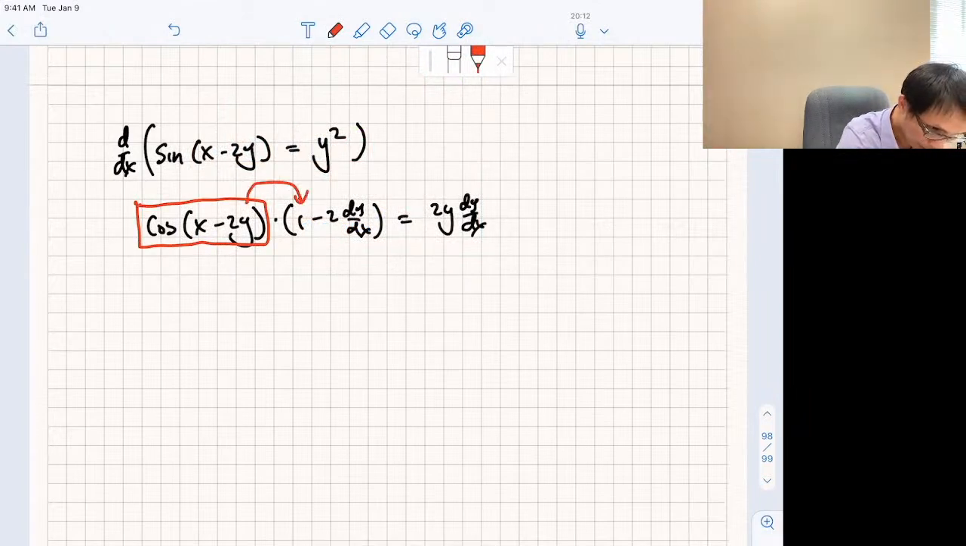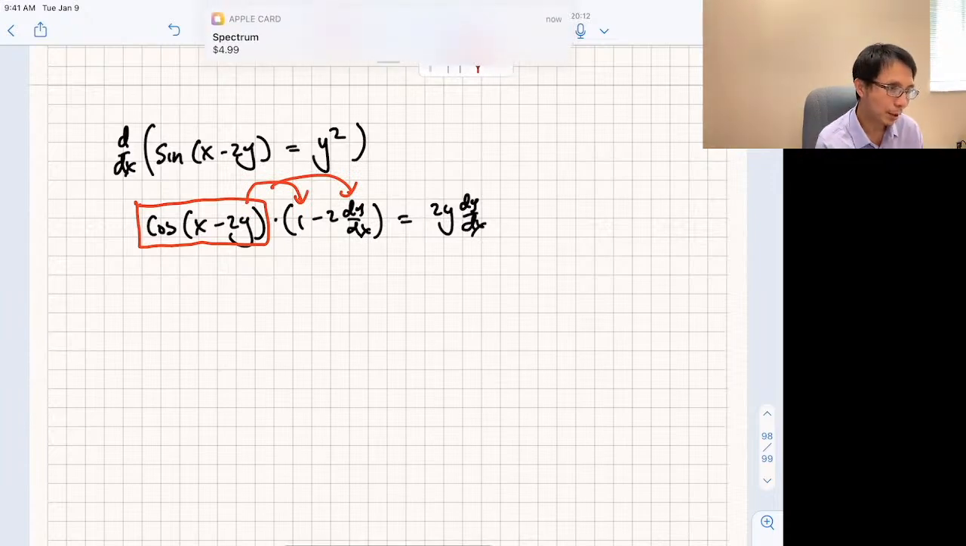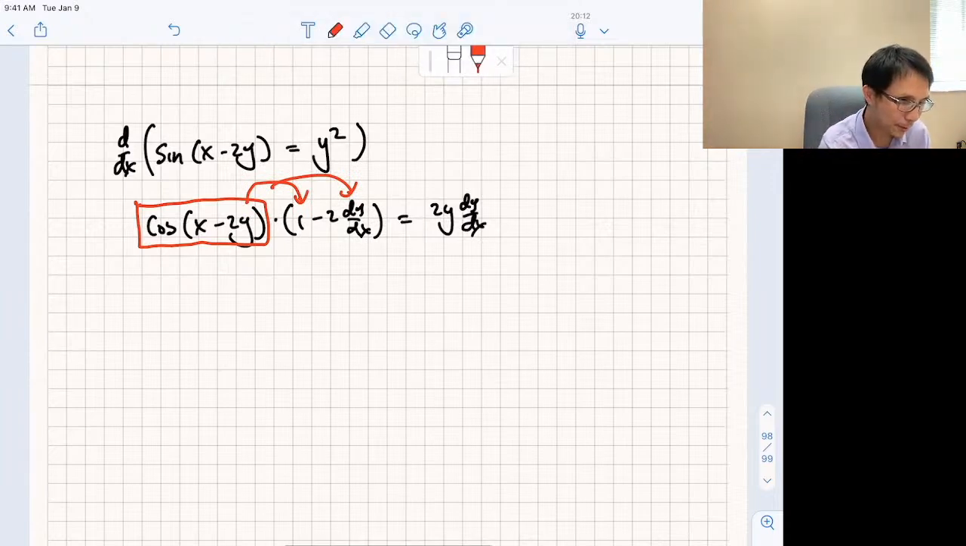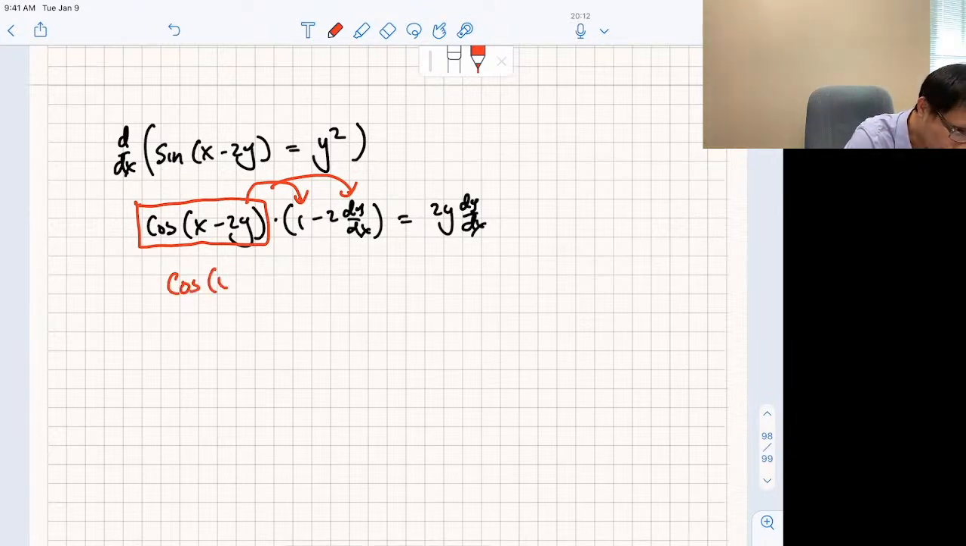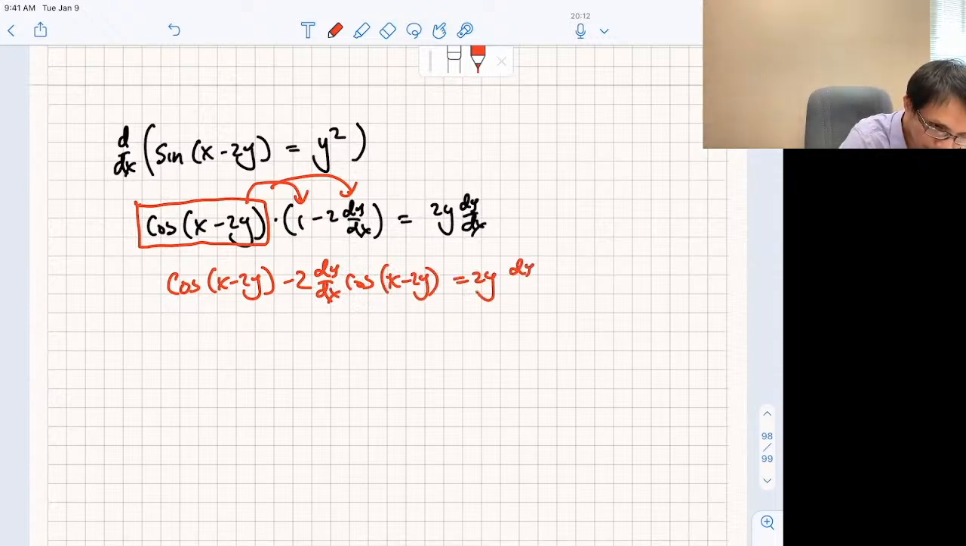So then this whole quantity is going to distribute here, and the problem is people don't see the distribution, and they don't know what to do here. Some people, as crazy as it is, actually do foiling, which is kind of bizarre. But it's a cosine of something that is distributed to that. So it'll be cosine of x minus 2y minus 2 dy/dx times cosine of x minus 2y is equal to 2y dy/dx.